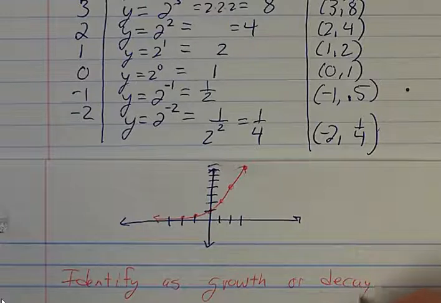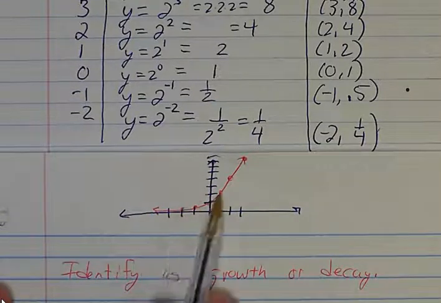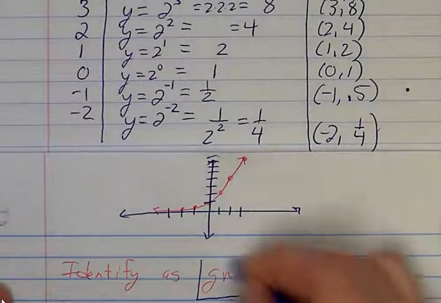And one thing they're going to ask you to do on these is once you get finished, they're going to ask you to identify this one as either a growth or decay. And again, the main thing is if the right side's going up, it means it's got to be growth.